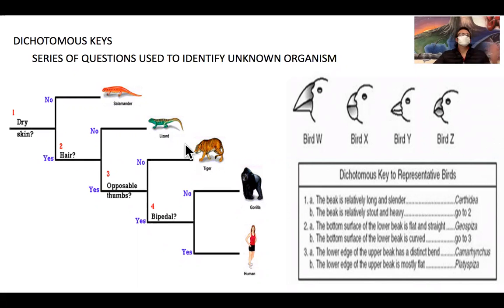Okay. This is a dichotomous key. You'll see this on the EOC. They're pretty easy. Let's try this one right here. I want you guys all to do this because you guys are all going to probably make the same mistake. Look at bird W. Look at this bird's beak. I want you to classify this bird using this dichotomous key. So you always start with question 1. Is the beak relatively long and slender, or is the beak relatively stout and heavy?